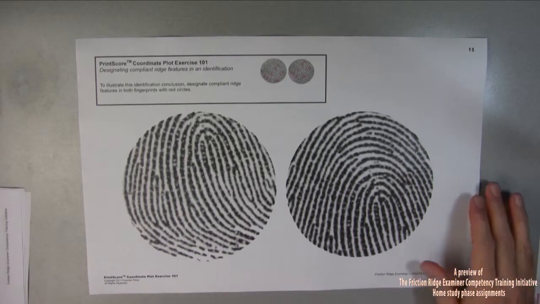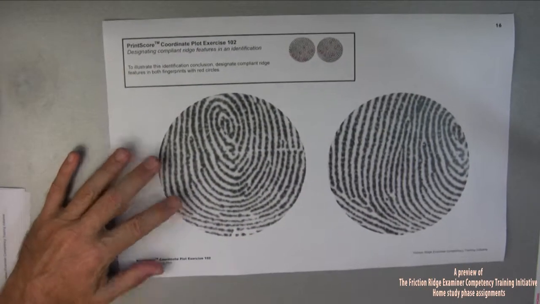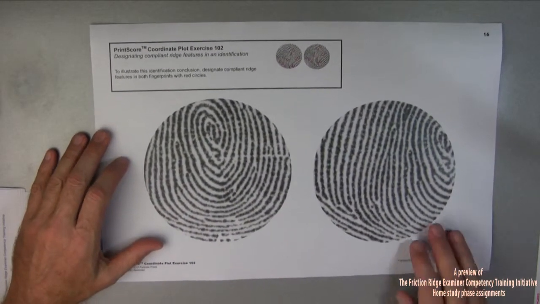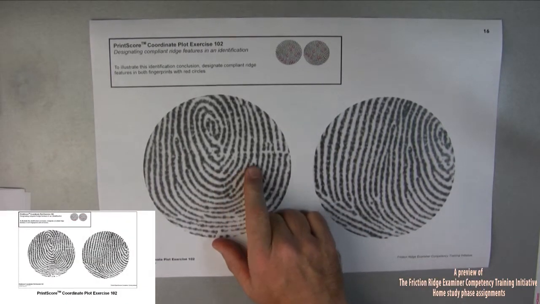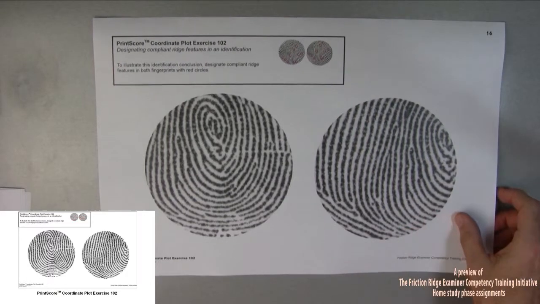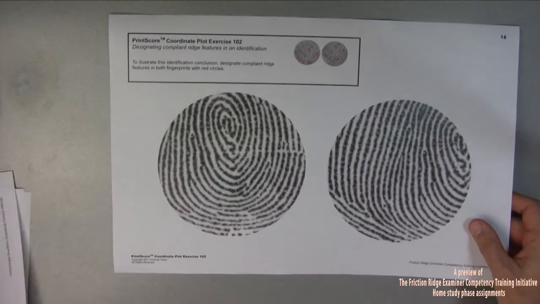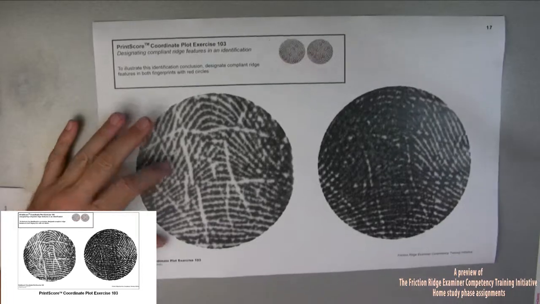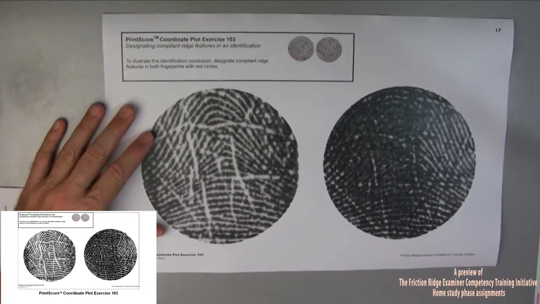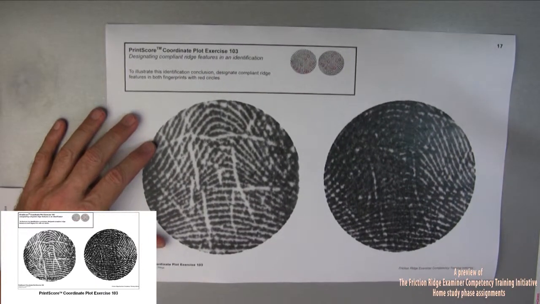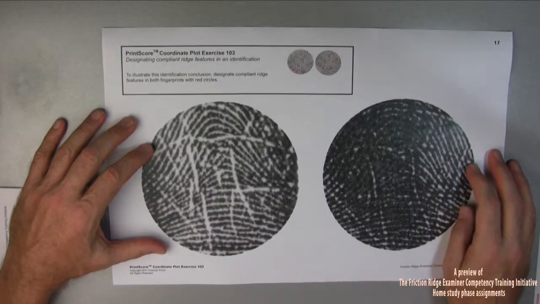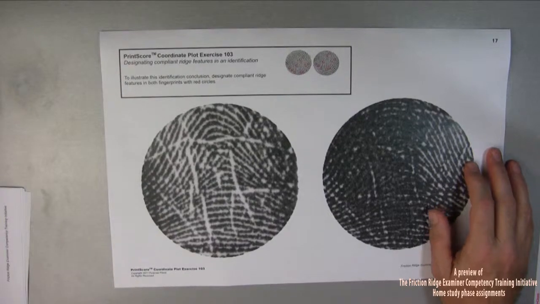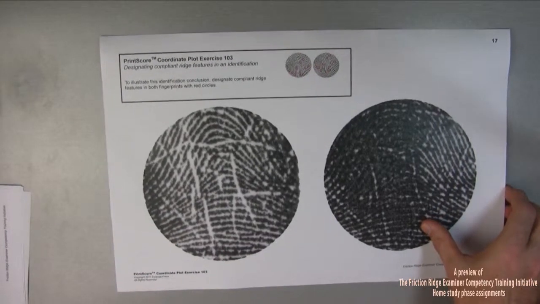Now all of these prints are identifications. You are just to illustrate them. This is number 16. Again, mark the ridge features that you find to be in compliant positions. Number 17, a little bit more difficult, involves a plain arch pattern, and the print on the right is darker. This will involve a little bit more work, and it may be more difficult for you.